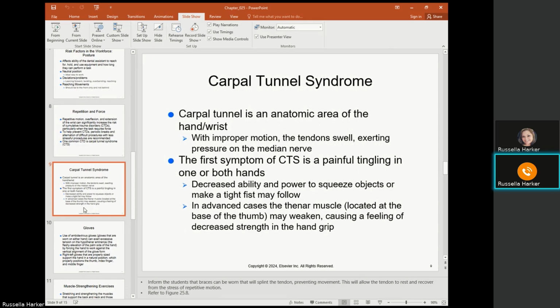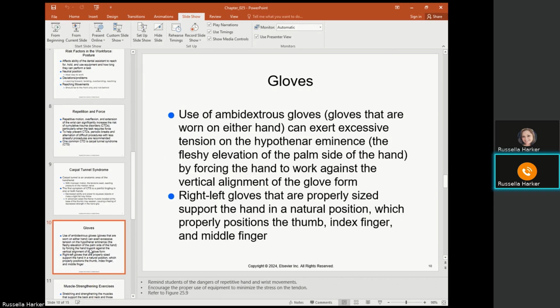Braces can be worn that will splint the tendon, preventing movement, and that will allow the tendon to rest and recover from the stress of the repetitive motion. So again, doing the exercises that are in this chapter in this book is very important and will help to relieve a lot of this stress and tension and can help to avoid symptoms of carpal tunnel syndrome.